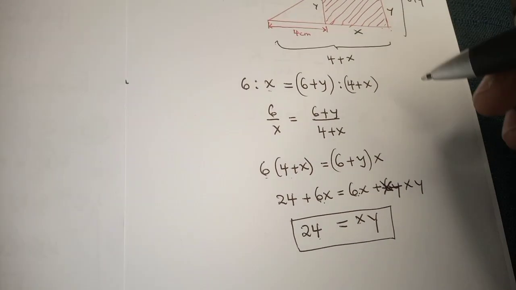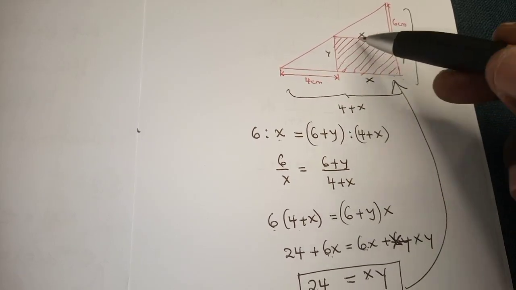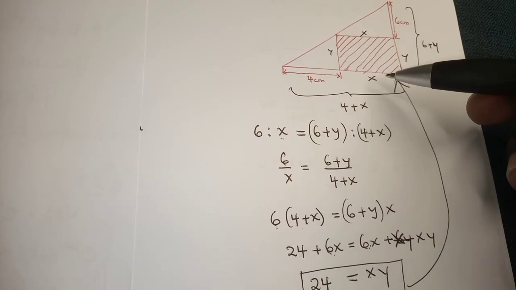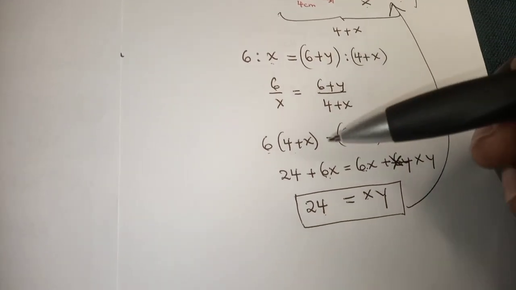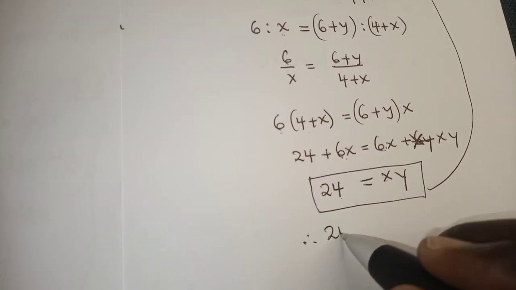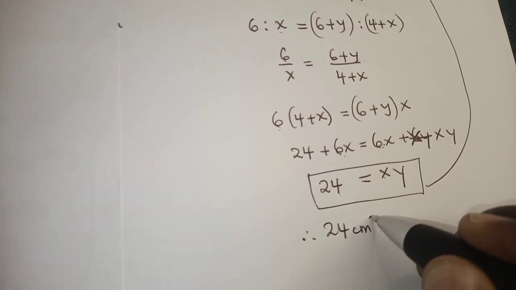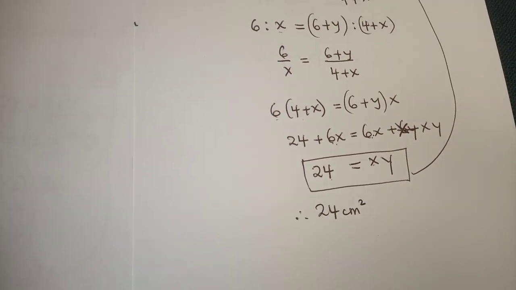When you compare with the region, the area of the rectangular region is x times y, which equals 24. So the answer is 24 centimeters squared, so 24 square centimeters. Thank you.